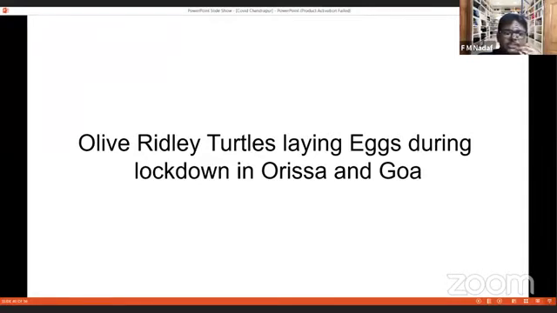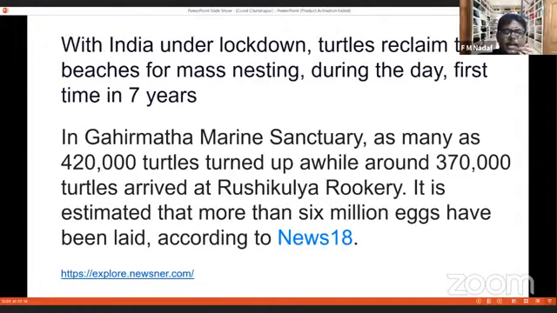Normally what happens is these olive ridley turtles come to Goa and Orissa in the months of December and January. They come and lay the eggs. Now, because of tourism, because that's the Christmas season, beaches are overcrowded. There's so much light.